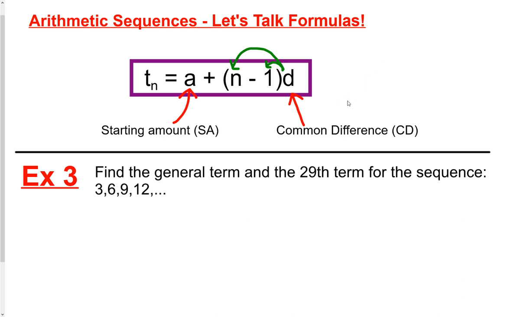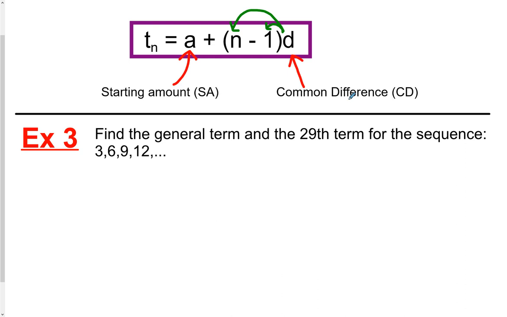All right, so the first thing I need to do is find my A and my D, my starting amount, my first term, and my common difference. So I notice it goes 3, 6, 9, 12. Looks like it's going up by 3 each time. So my starting amount, that's going to be A. My starting amount, that's my first term. I could also call it T1, right? Because that would be my first term. But my starting amount is going to be 3. So I'm starting at 3.